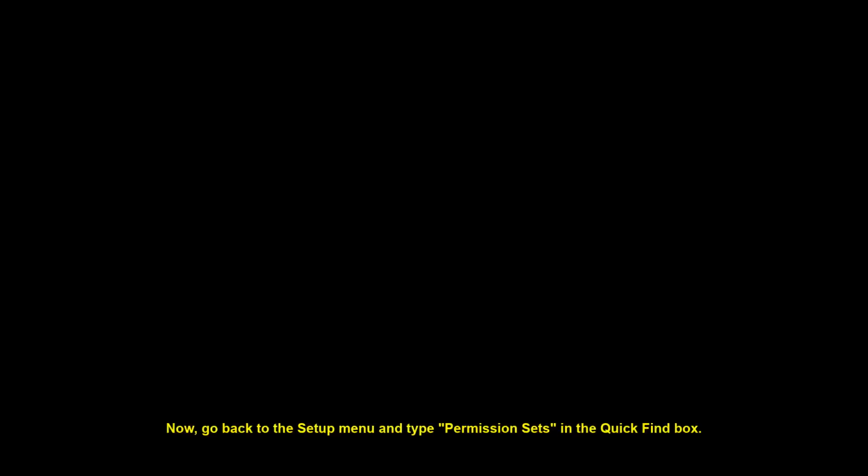Now, go back to the Setup menu and type Permission Sets in the Quick Find box. Select the relevant permission set you want to modify. Click on System Permissions and ensure that two-factor authentication for admins permission is enabled.